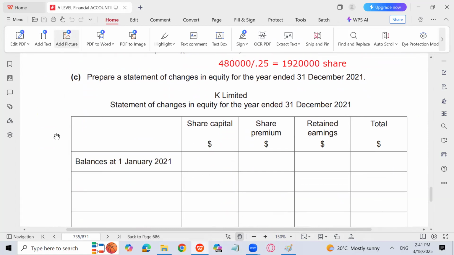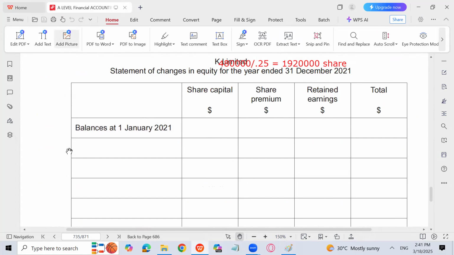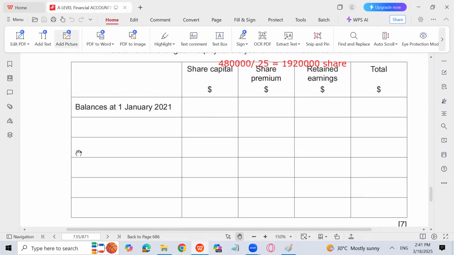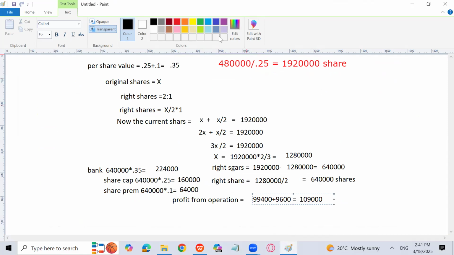Prepare a statement of changes in equity. Now, the statement of changes in equity wants us to start with the balance at 1st January 2021. And 7 marks are given. So that is because of the same reason. So let me prepare the statement of changes in equity. I'll prepare here. Why? Because it doesn't need a lot of working. Statement of changes in equity.